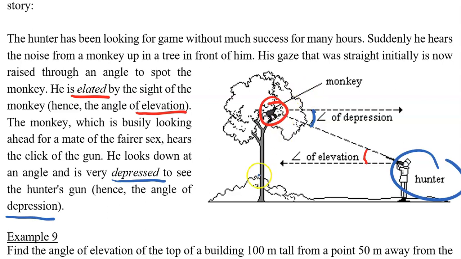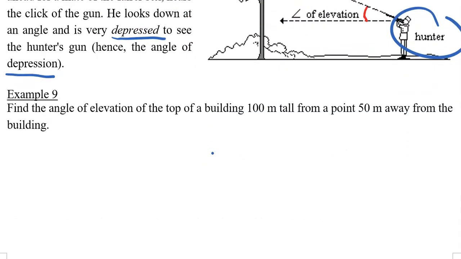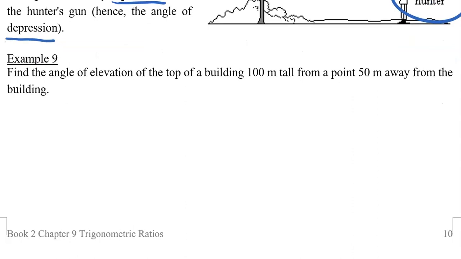Looking at such, we'll try our first example over here, example 9. Find the angle of elevation of the top of a building 100 meters tall from a point 50 meters away from the building. So we have this particular building. This building itself is 100 meters tall, and it is 50 meters away from a point. This is our point that is 50 meters away. You are supposed to find the angle of elevation.